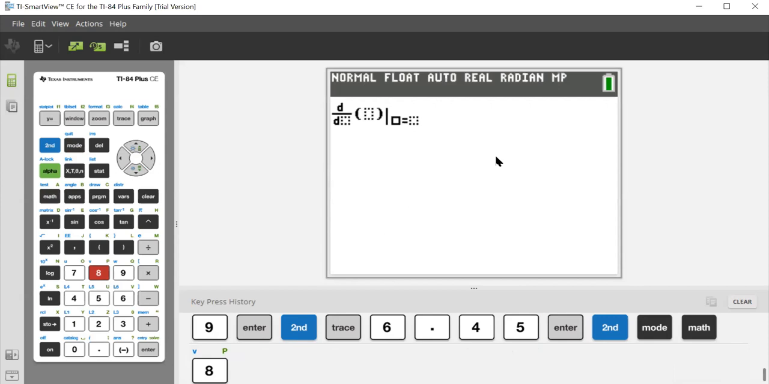If you have a TI-83 Plus, it'll still do everything you want it to do, but it probably pops up as a window that just says nDeriv and then has a parenthesis. Anybody not have this window pop up on their graphing calculator?